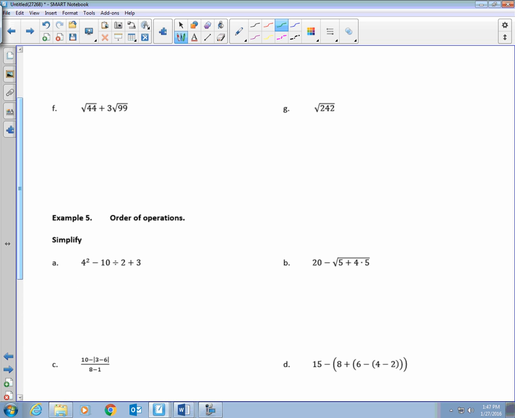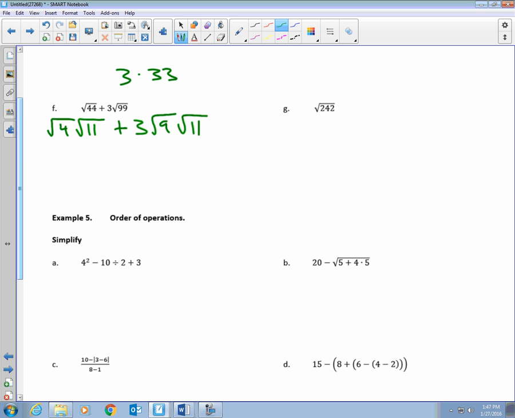Okay, we'll look at F. We want to add them, so what numbers have to be the same? Yep, the numbers underneath the square root. So they're not the same, so I'll try to reduce them first. What perfect square divides evenly into 44? Yep, 11 and 4. So I get the square root of 4 times square root of 11 plus 3 times, what perfect square divides evenly into 99? 9 times 11. Not 3 and 33, because neither one of those is a perfect square, but 9 is.